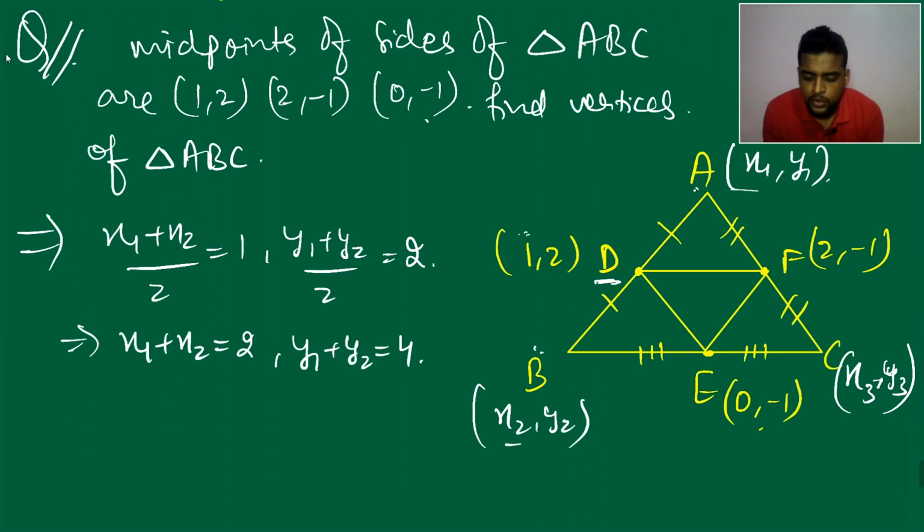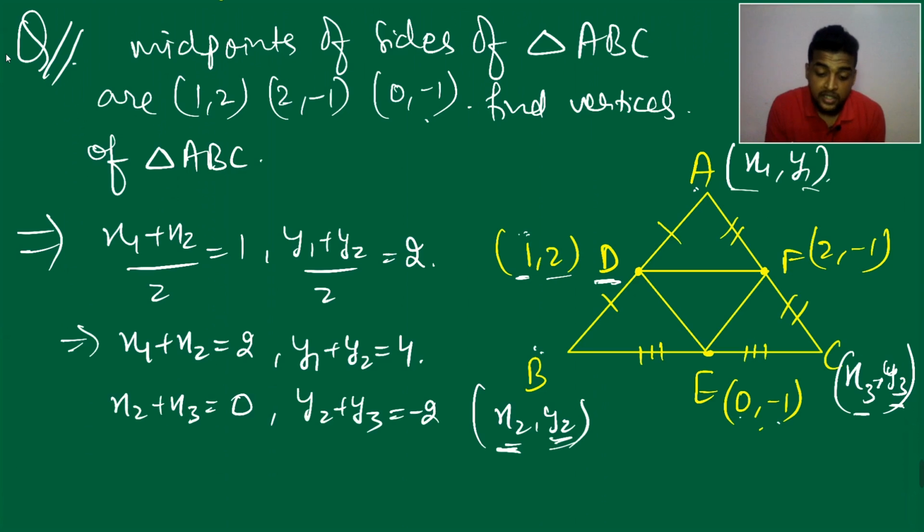(x1 plus x2) by 2 is equal to 1, so (y1 plus y2) by 2 is equal to 2. Now similarly, if we follow the same trend, (x2 plus x3) upon 2 is equal to 0. So can I say that x2 plus x3 equal to 0? Similarly, we follow the trend for (y2 plus y3) upon 2 is equal to minus 1, so y2 plus y3 is equal to minus 2. Any problem? No. Similarly, this is method 1, by the way.